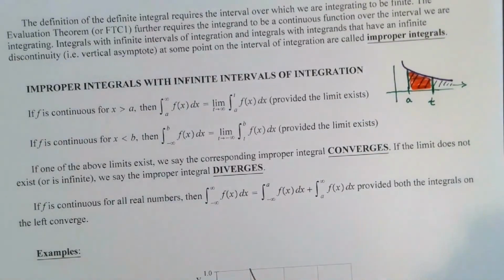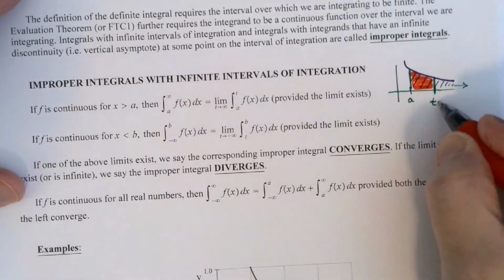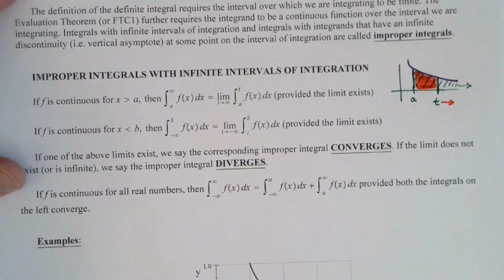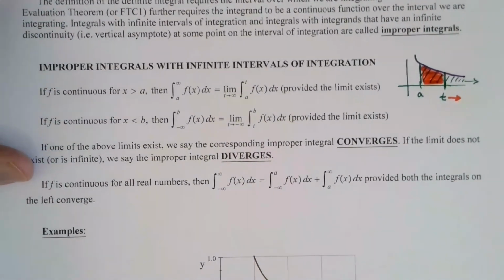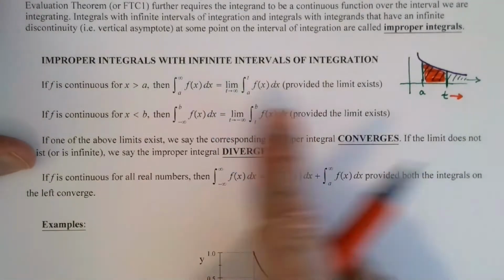And then what do we do? We push t to infinity. As t goes to infinity, what's this red area approaching? If the limit exists, it is equal to the area that we are looking for in the original integral, the area under the curve.